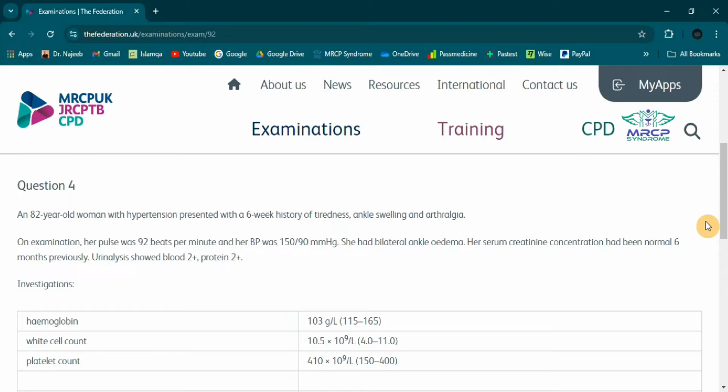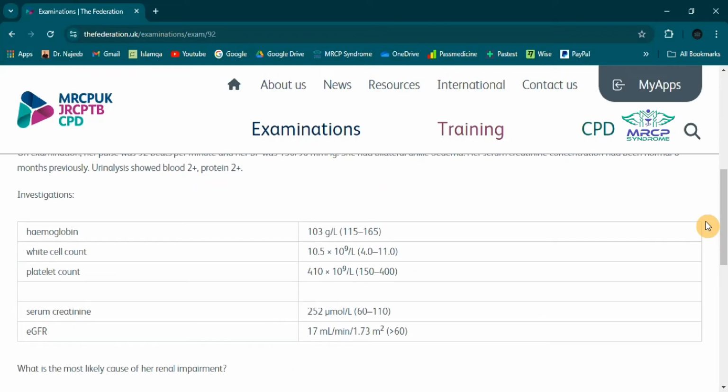An 82-year-old woman with hypertension presented with a 6-week history of tiredness, ankle swelling, and arthralgia. On examination, her pulse was 92 beats per minute and her BP was 150 over 90 millimeters of mercury. She had bilateral ankle edema. Her serum creatinine concentration had been normal 6 months previously. Urine analysis showed blood 2 plus and protein 2 plus. Hemoglobin is 103, WBC 10.5, platelet count 410, serum creatinine 252, and eGFR was 17. What is the most likely cause of a renal impairment?